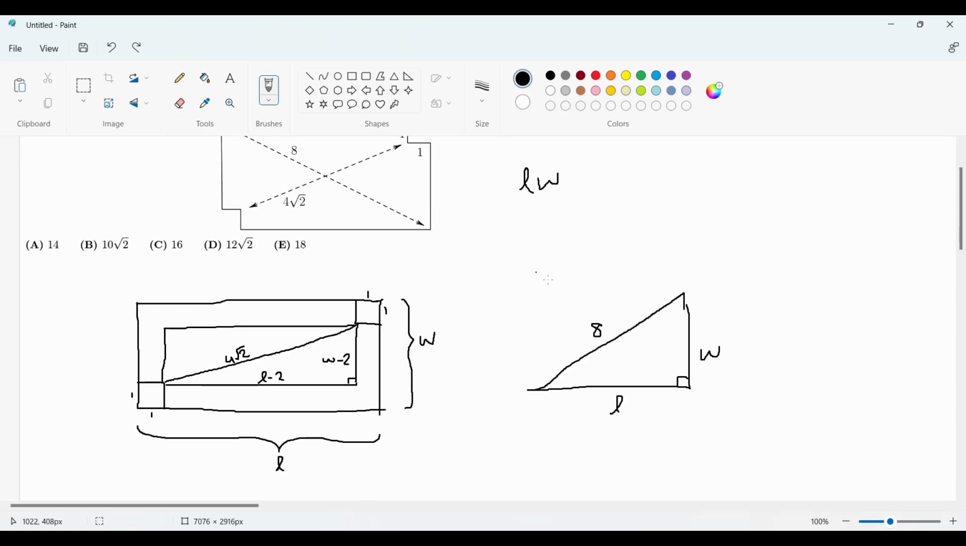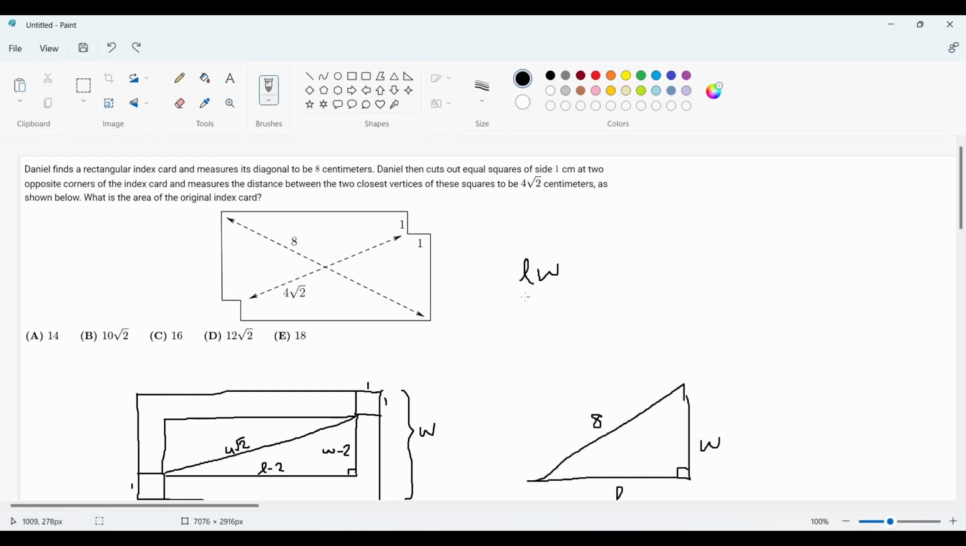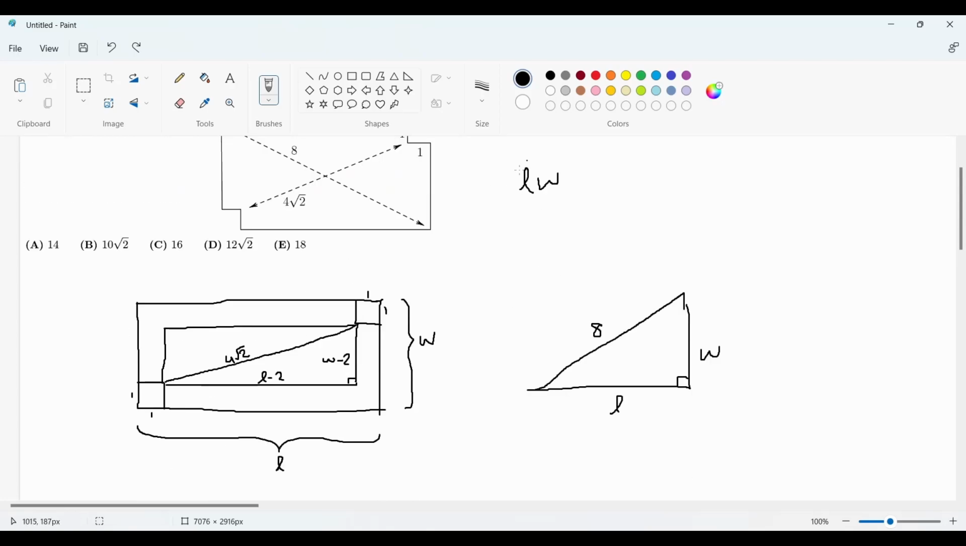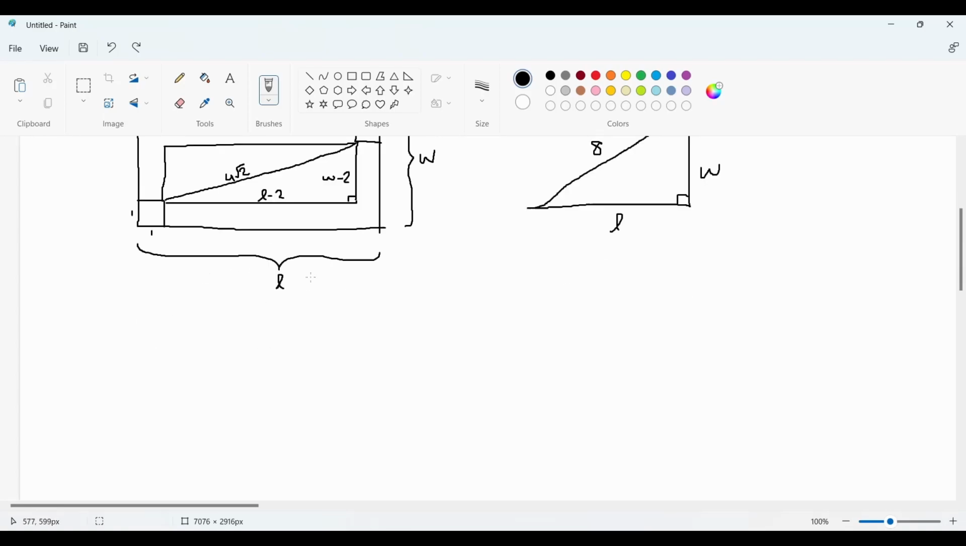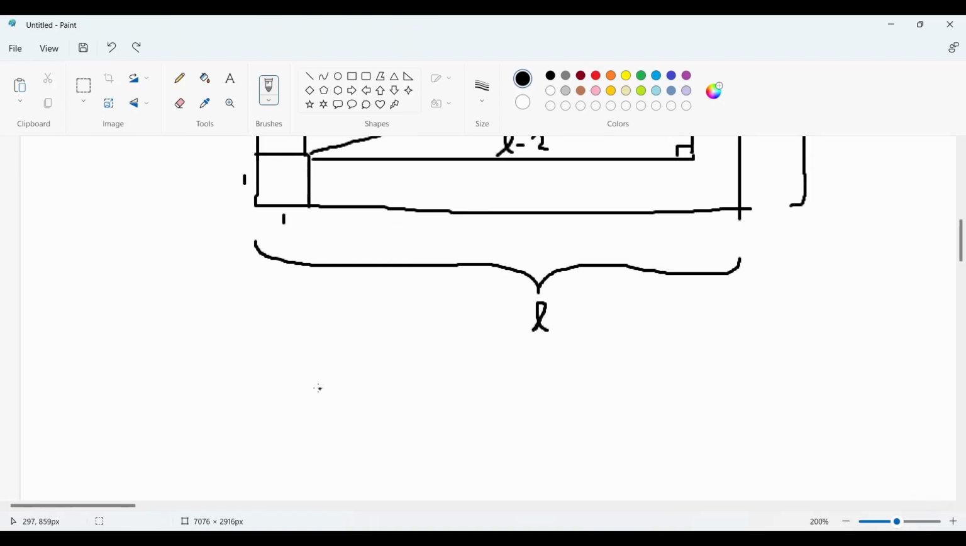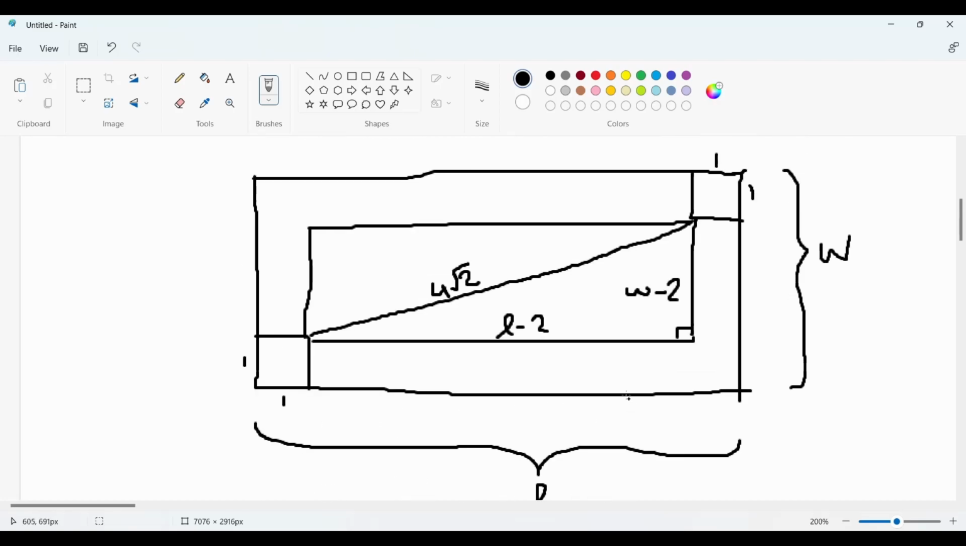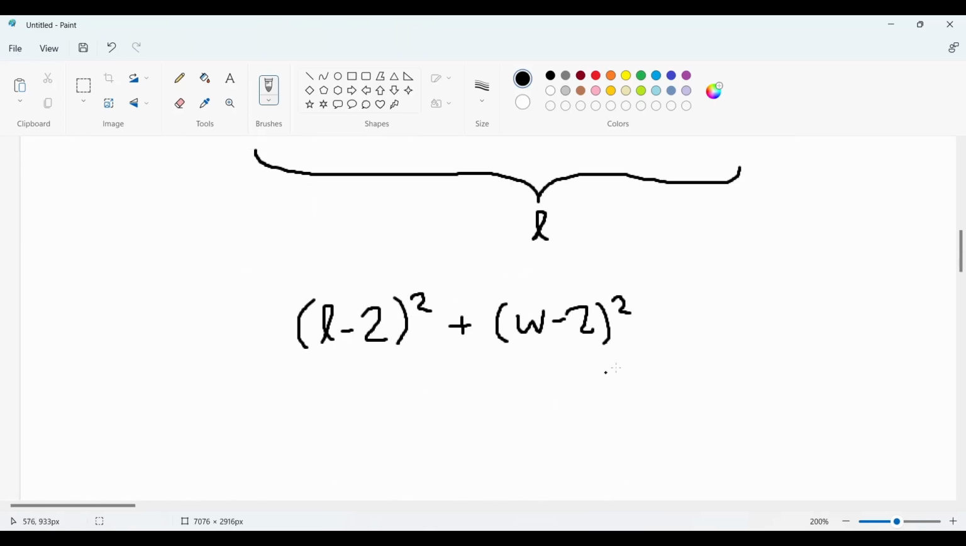Keep that in mind. So I don't know yet whether we're solving for L and W individually or this product specifically, but let's set up some Pythagorean theorem equations. From this smaller right triangle, we have L minus 2 squared plus W minus 2 squared is equal to the square of this length. And the square of 4 root 2 is going to be 16 times 2, which is 32.